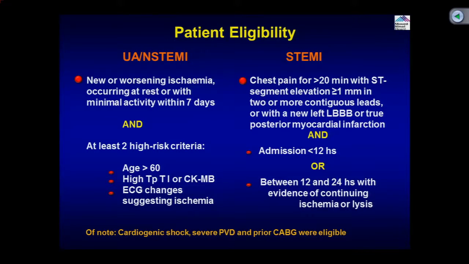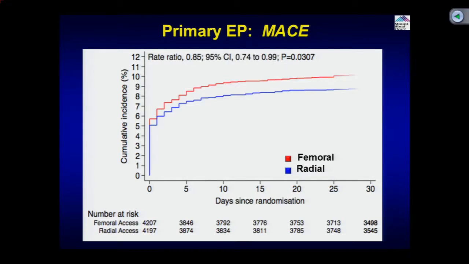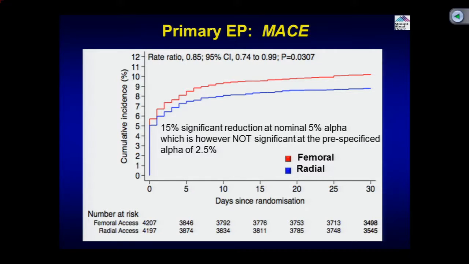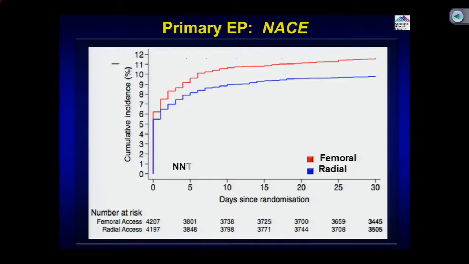These are all acute MI patients, and the primary endpoints are the usual death, MI and stroke, and the NACE endpoint with the bleeding, and so on and so forth. Basically we found that transradial again is associated with a lower MACE rate at 30 days compared to the femoral. And you can see the second, NACE, which includes the bleeding, the difference becomes much more significant. The number needed to treat is 53 to decrease 1 NACE event.